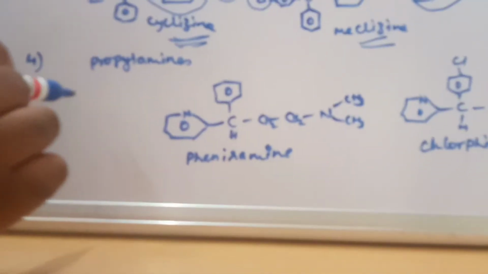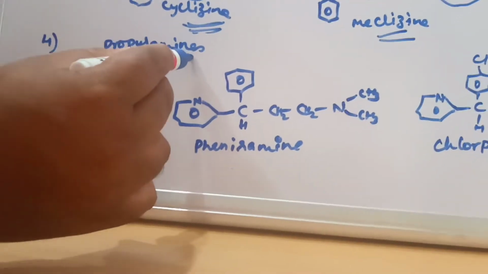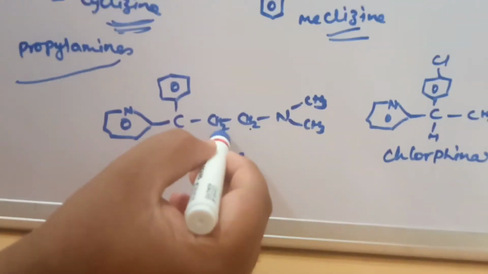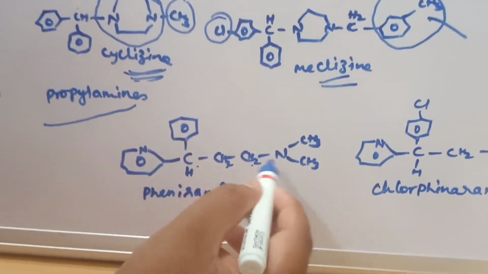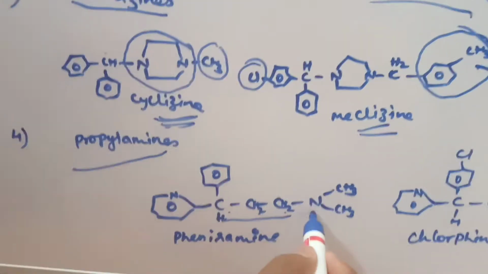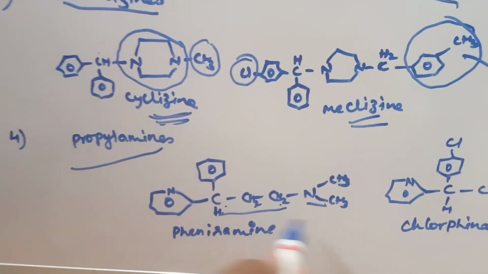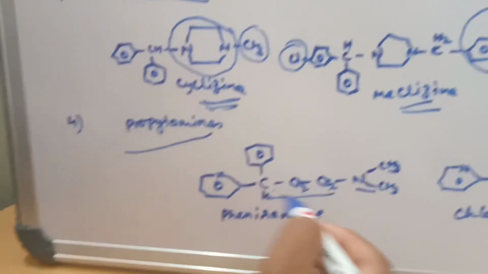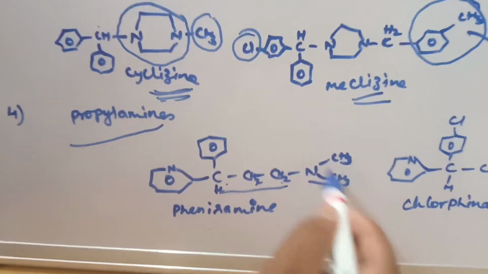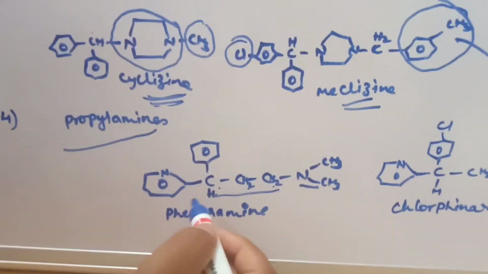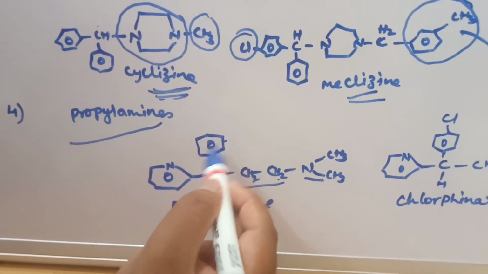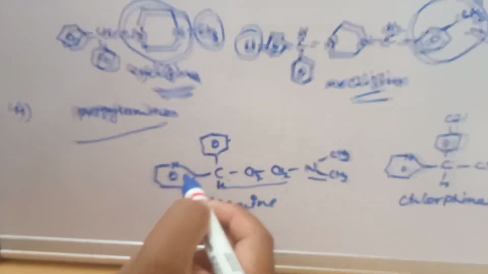So finally, the fourth one in this generation is the propylamines. Propylamines means propyl means it is 3 carbon. 1, 2, 3. 3 carbons. So this is propyl, this is amines. You have to draw the basic structure of propylamines, and almost all have methyl groups on one amino group. On this particular propyl end carbon, terminal carbon, one is phenyl, one is pyridine.